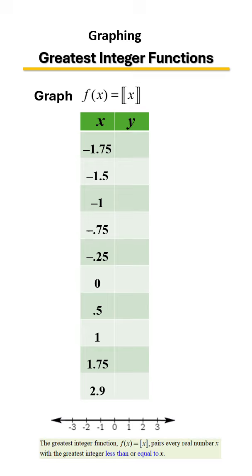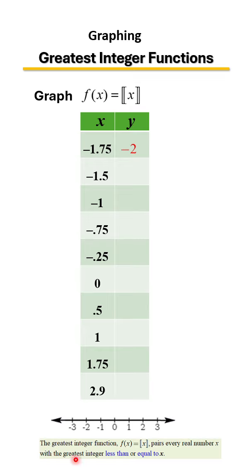So our first point we plug in is negative 1.75, and that's going to be between negative 2 and negative 1, closest to negative 2. Now in terms of rounding, we're so used to rounding up, but you have to remember when you are dealing with greatest integer functions, you must round down. So you're always rounding to the left, always to the left. So the closest integer to the left of that point would be negative 2. So my output is negative 2.